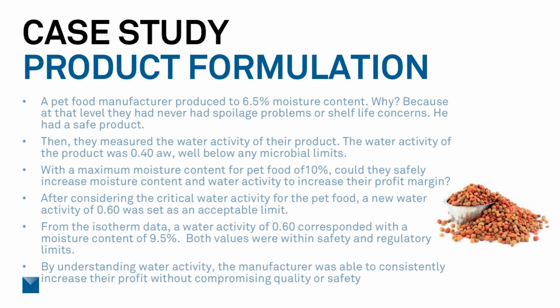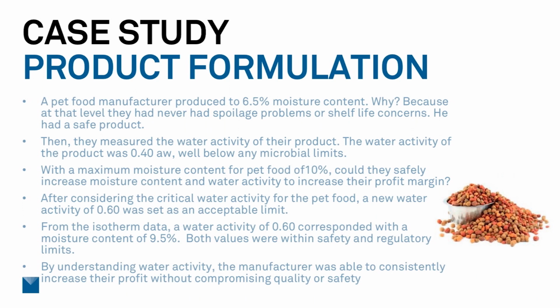So with a maximum moisture content for pet food of 10%, which is where they could be, could they safely increase their moisture content and water activity to increase their profit margin? Could they also improve their product? So there's nothing wrong with this product per se, but could they improve it?